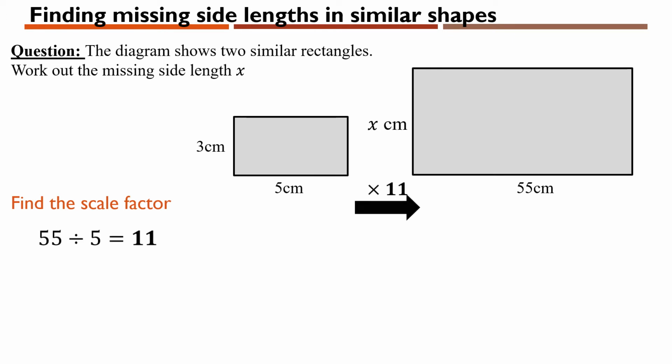And because we know our scale factor is times by 11, to work out x, we're going to look at the corresponding length, so it's going to be 3 times 11, which is 33 centimetres. Nice and easy, very straightforward. That would probably only be 2 marks maximum.